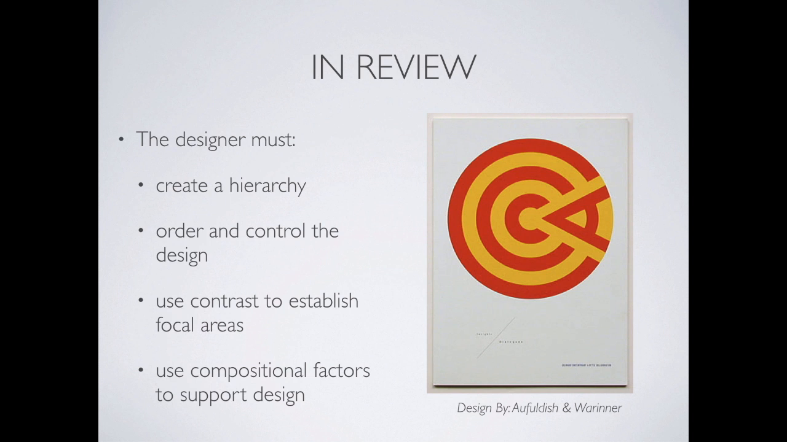Okay? Use contrast to establish a focal area. Everything's horizontal. I have one vertical element. That becomes my key point. A flow line is this exact thing. In that context, it's all the vertical columns. Flow line goes across horizontally. So it's that contrast. You want to use other compositional factors to support your design.